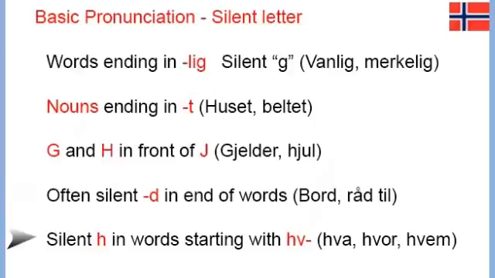Finally, silent H in words starting with HV. You will meet this a lot, because the Norwegian question words start with HV. That's the equivalent of the English WH. So these words would be pronounced hva, hvor, hvem, which mean what, where, and who. Hva, hvor, hvem.